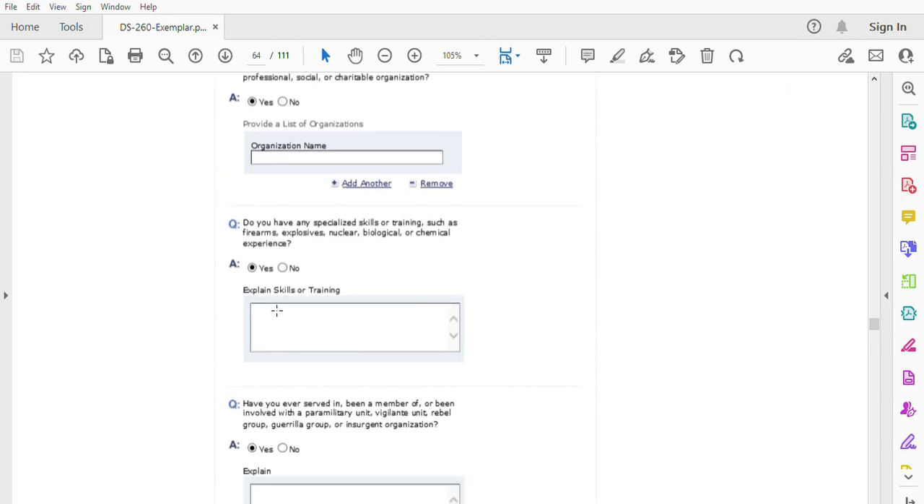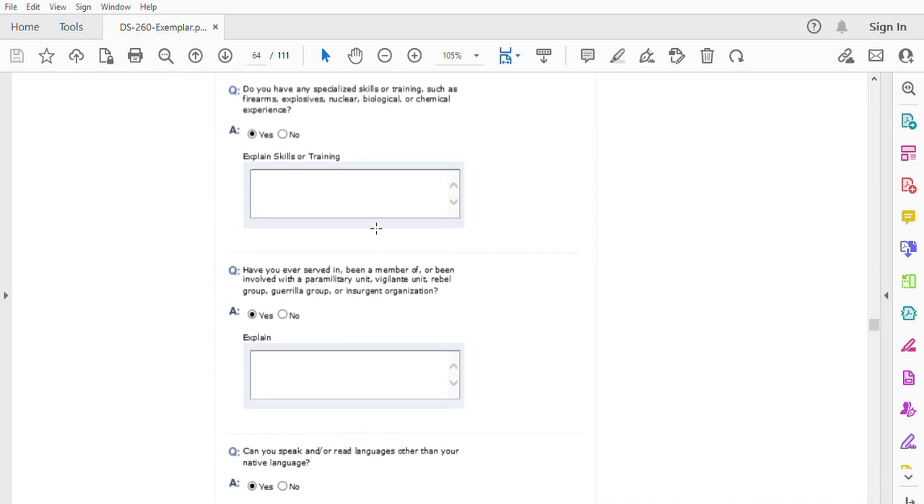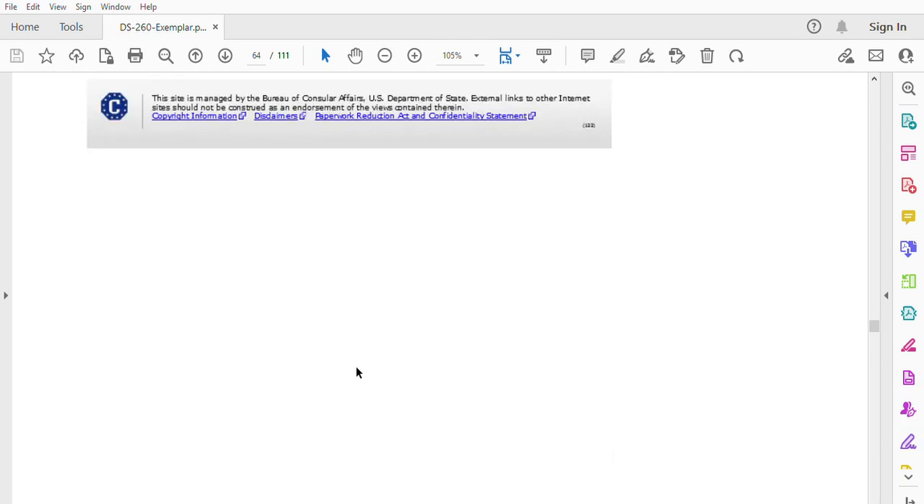This is the skills. If you answer yes to do you have any specialized skills or training such as firearms, explosives, nuclear, biological, or chemical experience, this is where you answer them. If you answer yes to this question we read before, this is where you give the explanation right here. So we're gonna go to the next page.